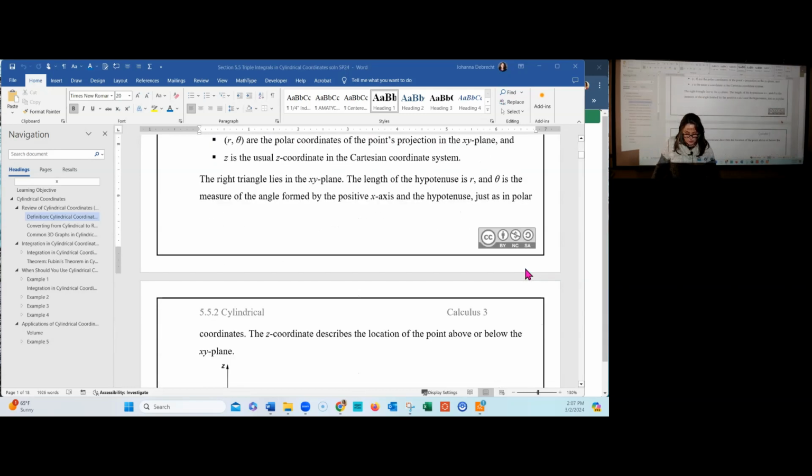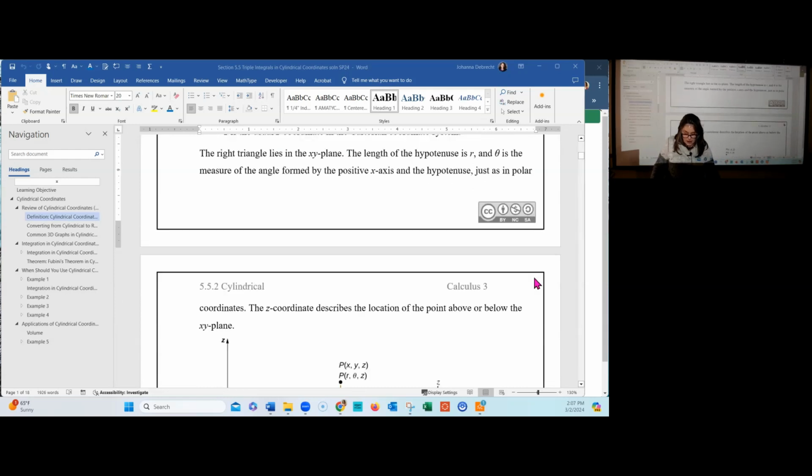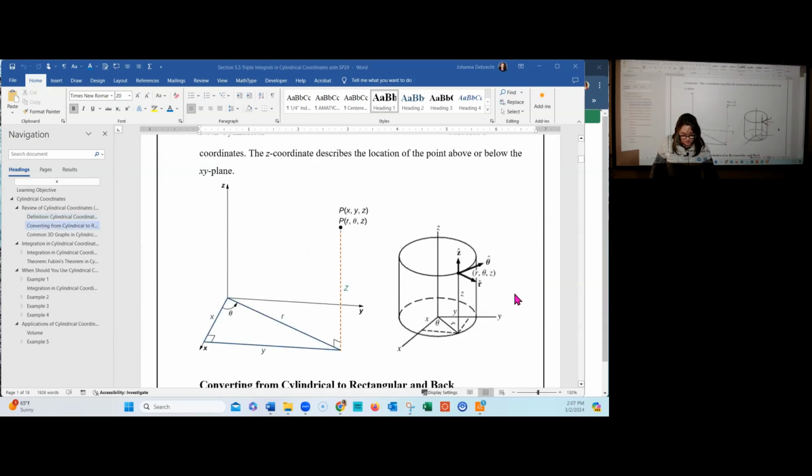This gives us a right triangle which lies in the xy plane. The hypotenuse of the triangle is r, and theta is the angle measured between the positive x-axis and r. Remember that r is the distance from the pole out to the point. In this case, our point is x, y, z, or r, theta, z. It casts a shadow down into the r theta or xy plane. Then we measure r from the origin out to that projection of the point, and we measure theta from the positive x-axis counterclockwise until it reaches r.